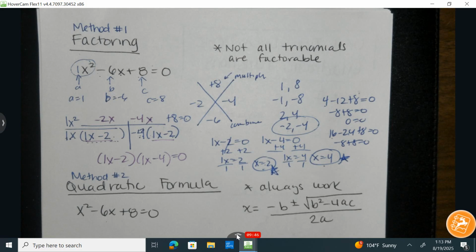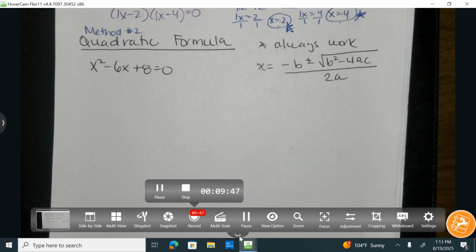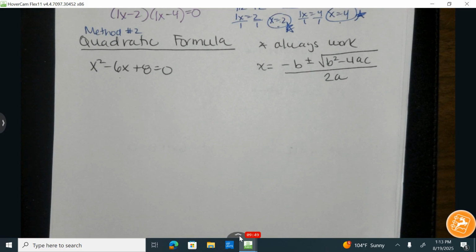Let's look at method number 2. Method number 2 is the quadratic formula, and it always works. So why don't we use it? Well, the reason is because the quadratic formula is just a lot more work, but it will work to solve every quadratic equation. So let's go ahead and do this.